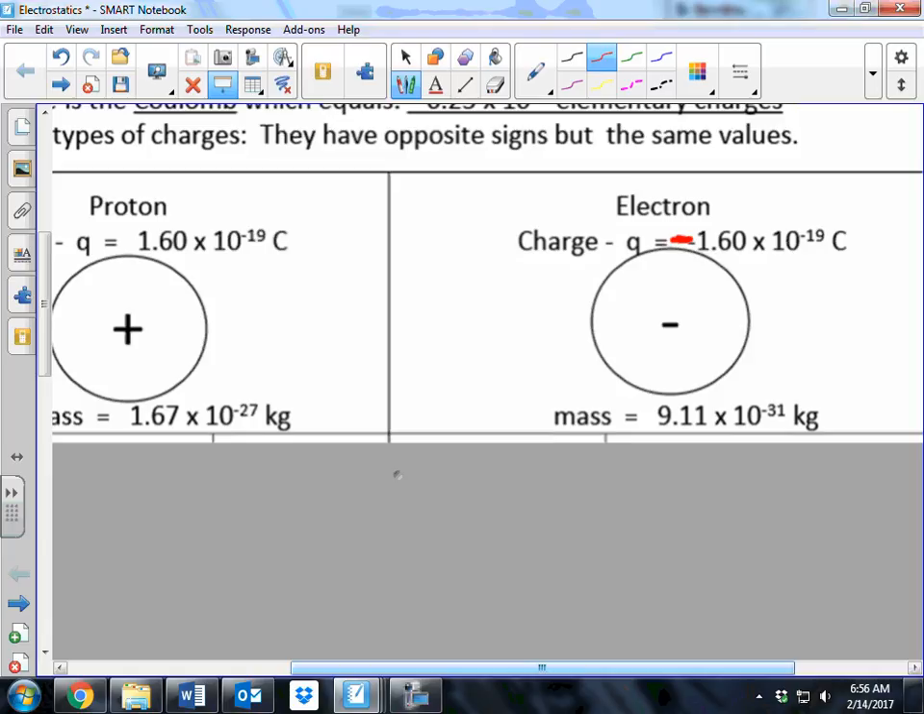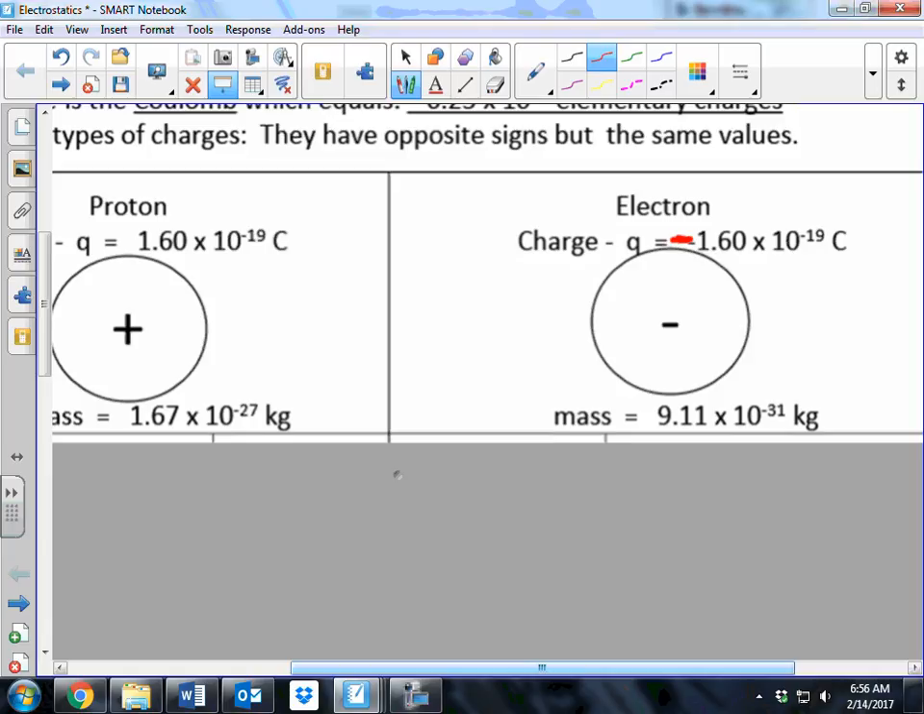The charge of an electron is exactly the same, but negative, so it's equal and opposite. And I can ask, opposites do what? Hopefully you know, opposites attract, and like charges repel, and we'll get into why that actually is. Now, I want you to look at the mass. The mass of an electron is 9.11 times 10 to the negative 31 kilograms.